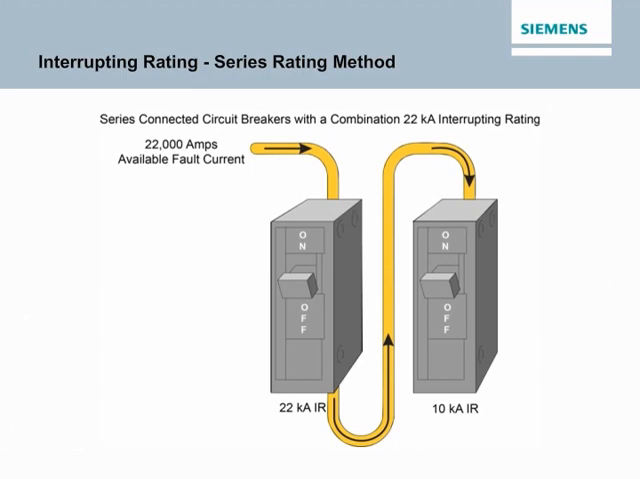The series rating method is less expensive to the customer because it allows use of branch circuit breakers with a lower interrupting rating. However, series rated circuit breaker combinations must be tested in series in order to be UL recognized. In addition, NEC Article 110.22 requires the series ratings to be marked on the enclosure.